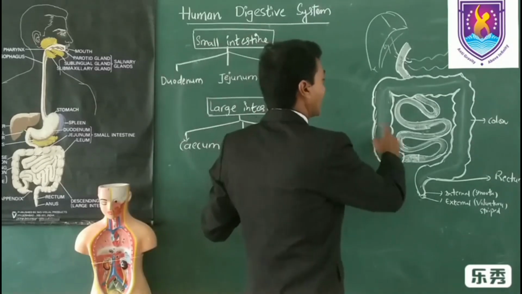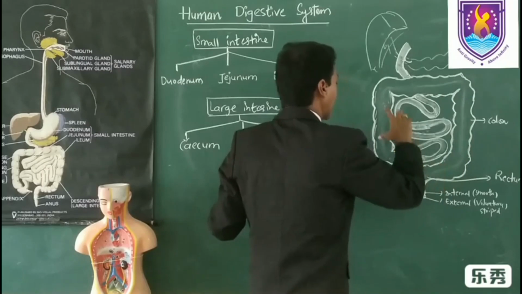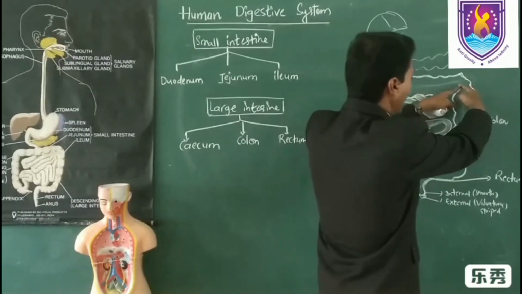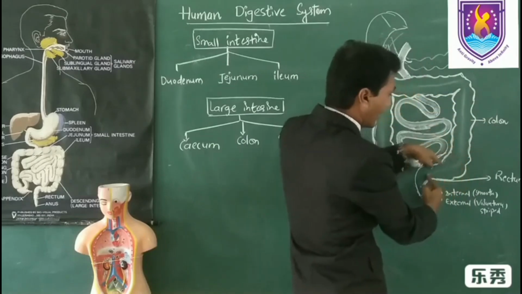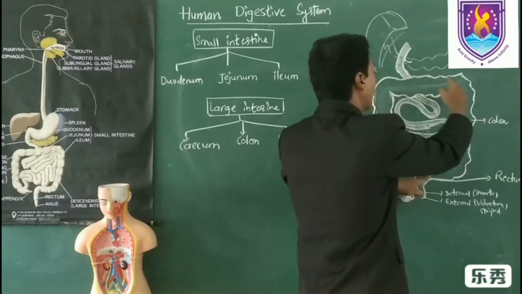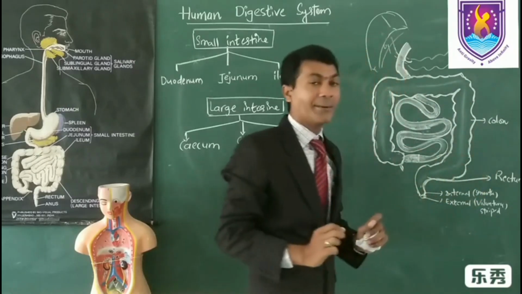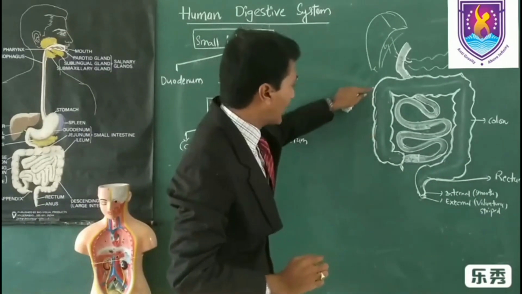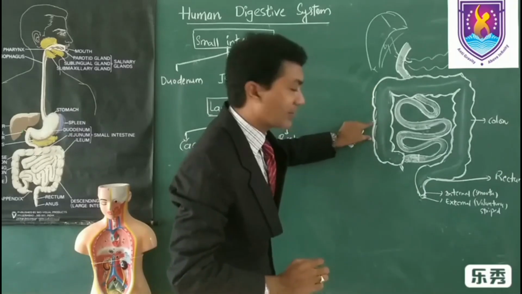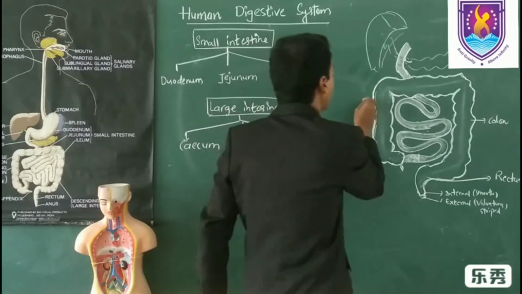Later, the second part of the large intestine is known as the colon. The colon is again divided into parts: the ascending colon, transverse colon, descending colon, and sigmoid colon. So this totally is the middle part of the large intestine, which is known as the colon. Let us see, the colon has externally bulged out pouches, right? These are known as haustra, my dear students.